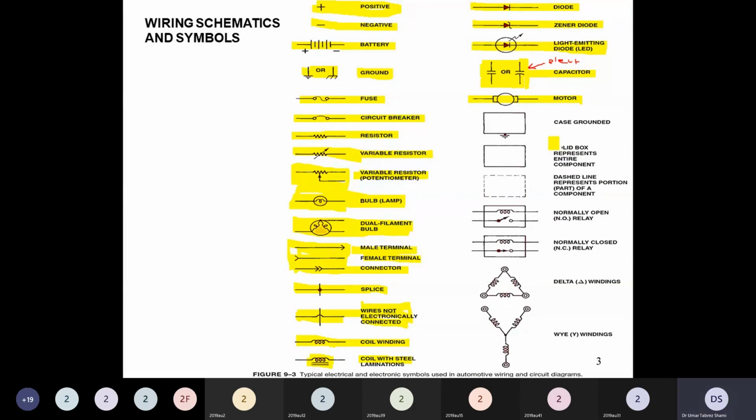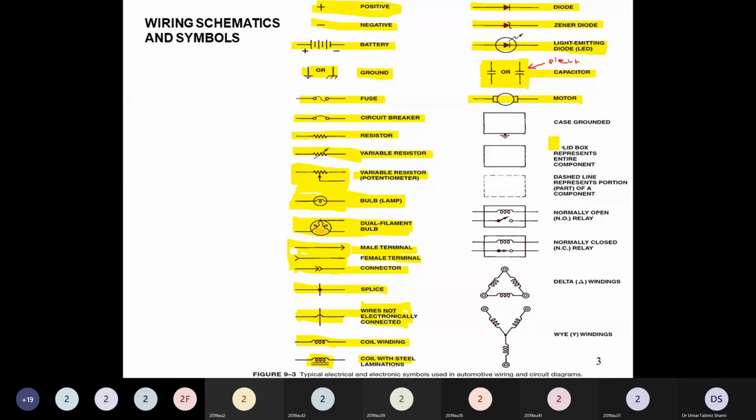Then comes the sixth symbol, that is the case ground. Case ground is the casing. It is the cover of our electronic circuit. And if it is connected to the body, then it is called case grounded. That is, this cover is connected to 0 volts.